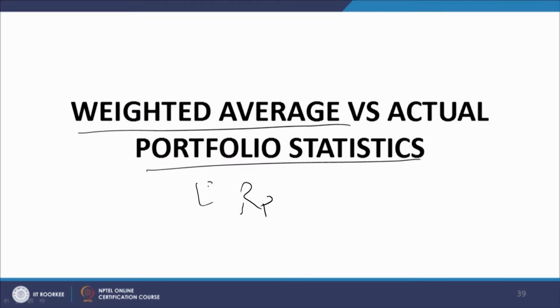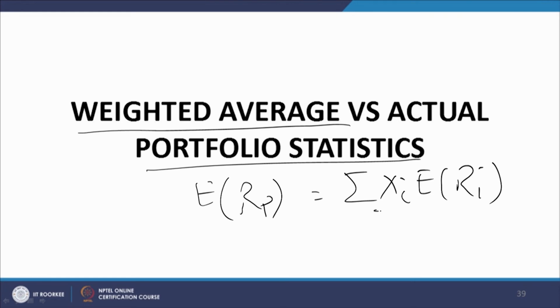E of RP is equal to summation xi E of Ri. This is called weighted average, where xi is the weight in security i, you sum over i equal to 1 to n. This is this particular thing.